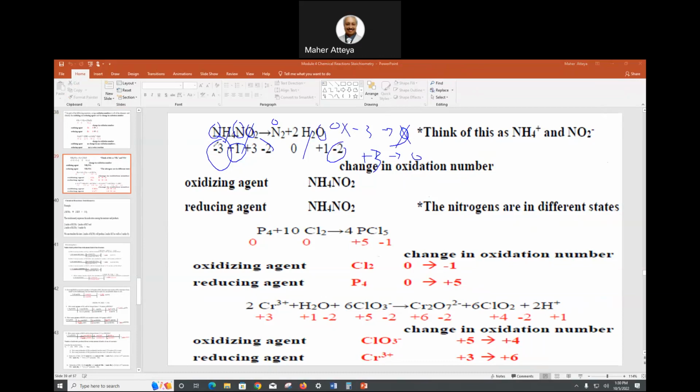The top one from -3 to 0 is oxidation. But the other one, +3 to 0, that's a reduction. From here to here is reduction, and from here to here is oxidation. Correct? So here you have both nitrogens, but one of them will be the oxidizing agent and the other one the reducing agent within the same compound. That's called a disproportionation chemical reaction. We will not get into this one here.